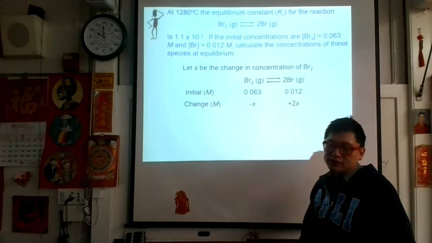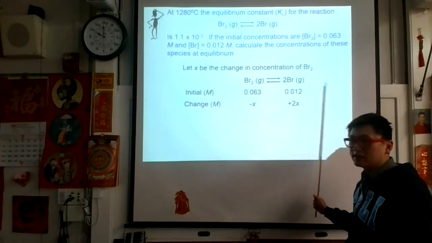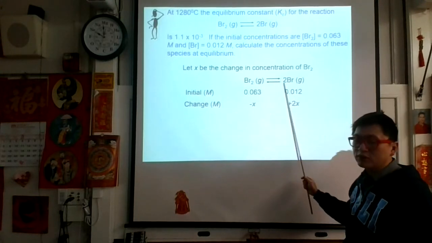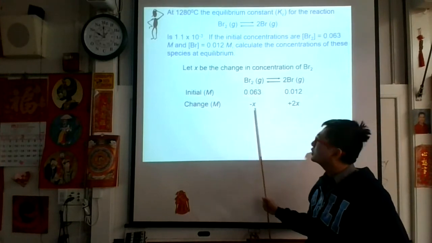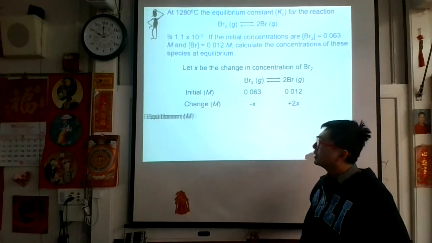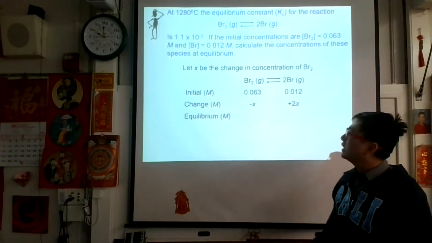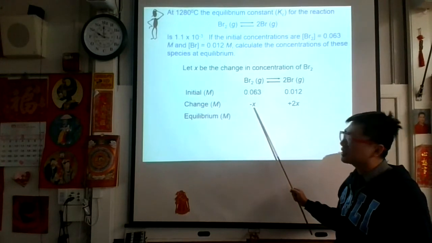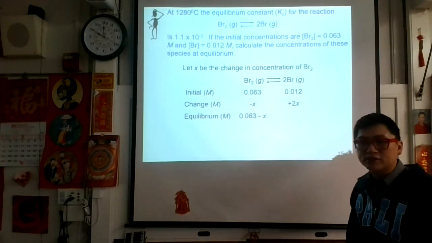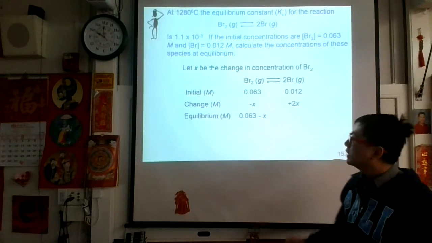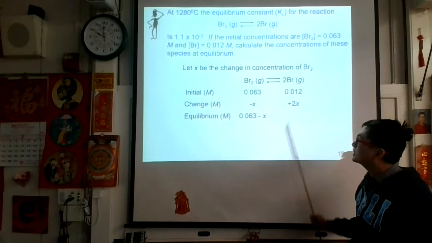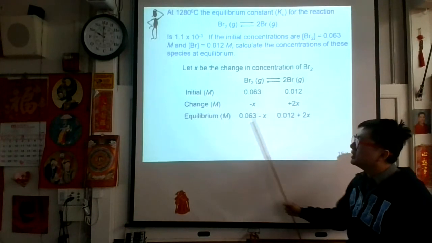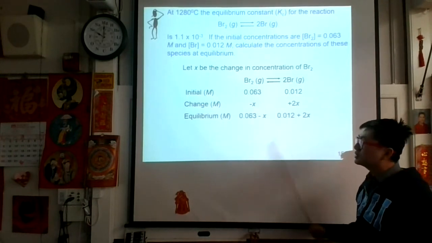Because coefficient 1, coefficient 2: minus 1x, plus 2x. In other words, all the products increase by their coefficient times x, in this case 2 times x. All the reactants go down, that's why negative, and this coefficient is 1, so minus 1x. At the end, if we start off at 0.063 and it goes down by x, I'll have 0.063 minus x. For Br, if there's originally 0.012 and it goes up by 2x, then at equilibrium it is 0.012 plus 2x.